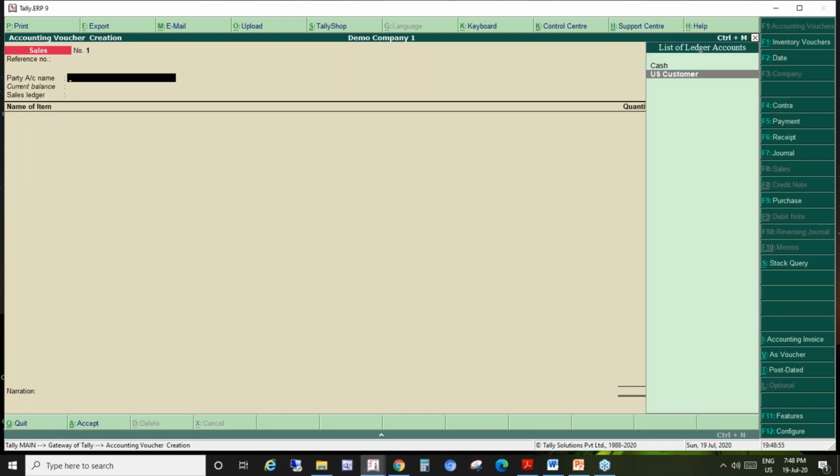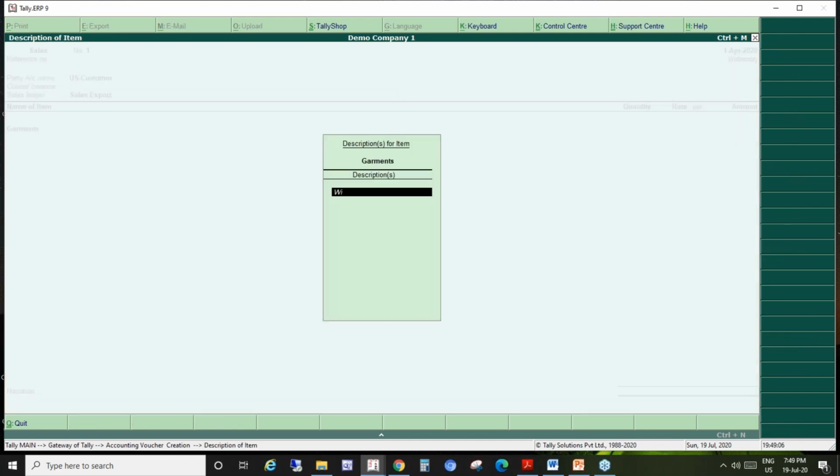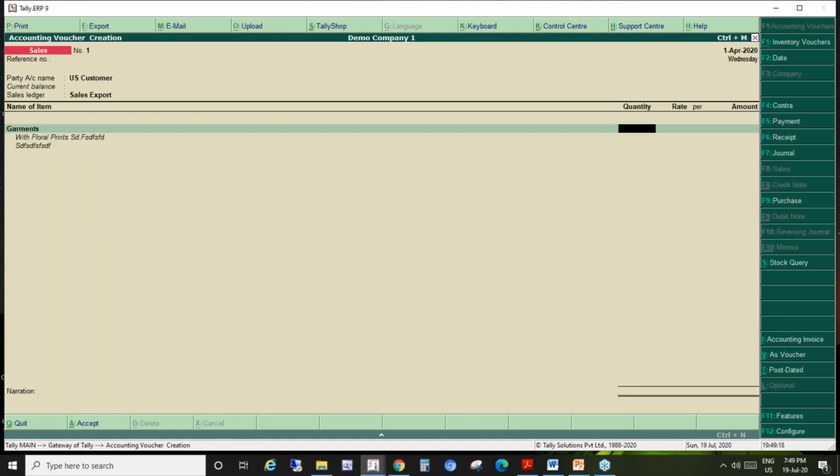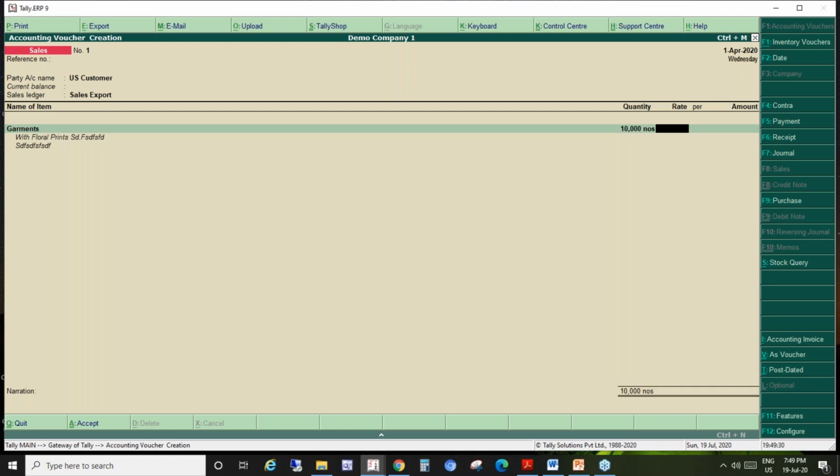I'll select the US customer. I have received an order of 50,000 US dollars. I am dispatching the garments. You can add the description of the garments. What is the quantity that I'm selling? I'm selling 10,000 numbers of garments. It would show negative stock because this is a completely demo company.